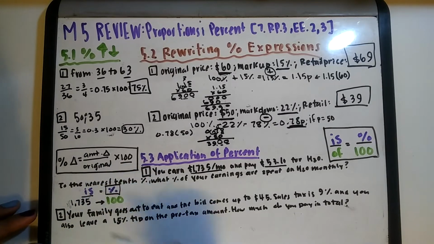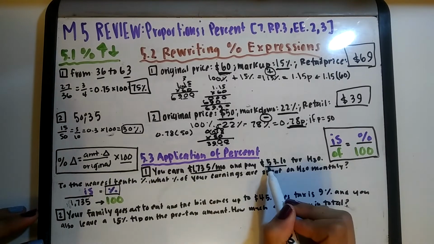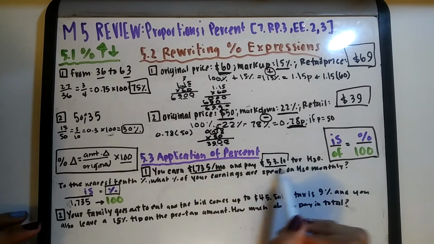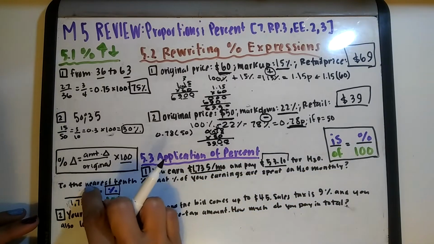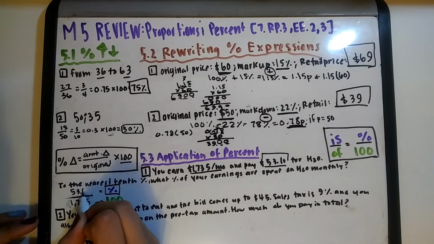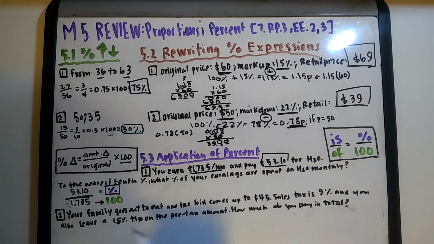I'm going to write 1,735, right? And then I'm going to use the is. So this is the is. This is how much you pay out of the total, right? This is the portion that you pay out of this. So this is how much you pay, $53, right? You use this money to pay that. So that's what we have now.